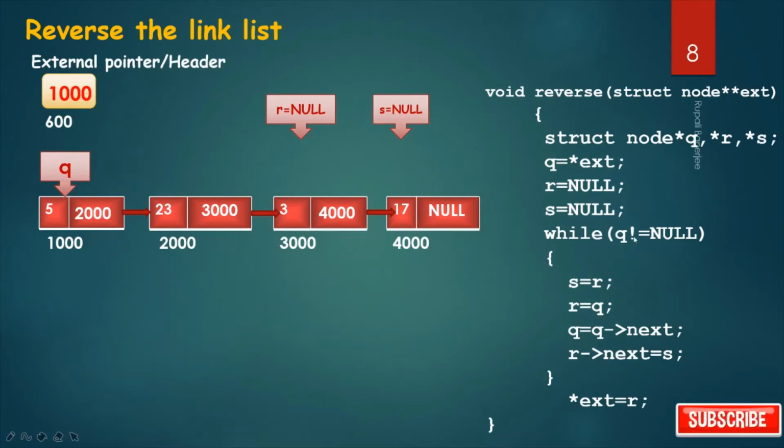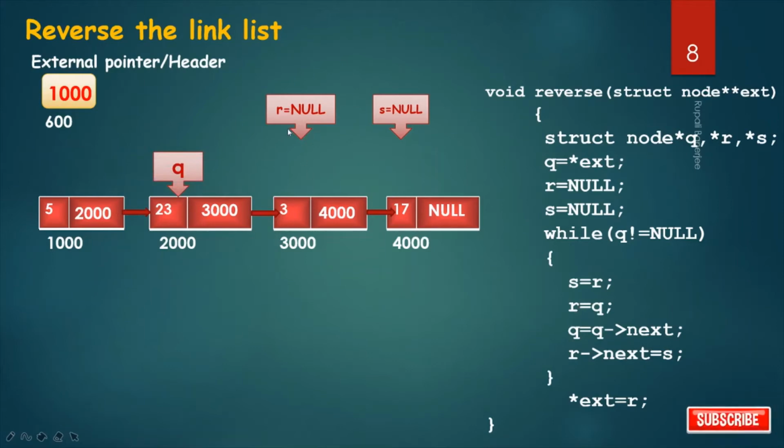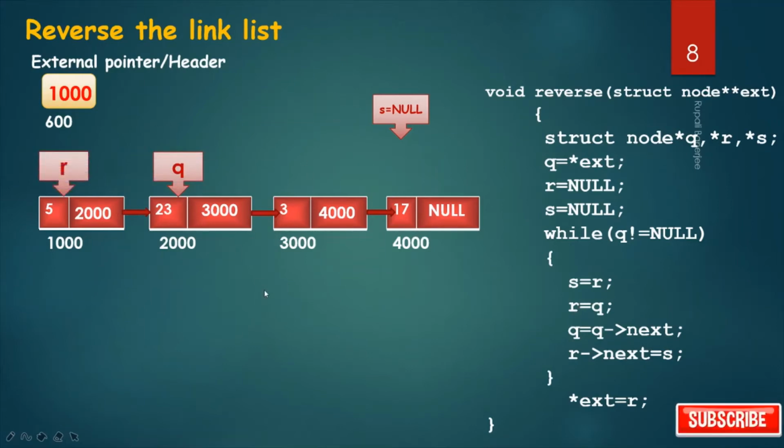Now I start one while loop. While Q not equals to null, is Q null? No, Q is 1000. So what you have to do? Give value of R to S. So what is the value of R? It is null. So give null to S. So S is null. R equals to Q. Now R equals to Q means Q is 1000. So this node will be our R and Q equals to Q arrow next. Q arrow next means 2000. So Q now points to the next node.